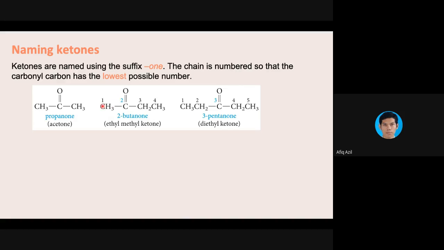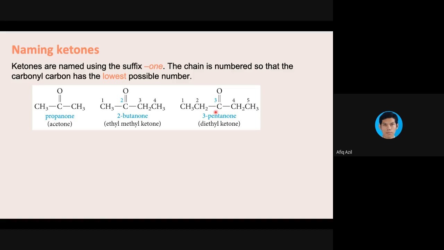Another example, there are 4 carbons, 1, 2, 3, 4. From butane, it will become butanone. But for the numbering, let's say you start from this side, it will be 1, 2, 3, so the C double bond O will be at carbon number 3. But if you start from the left, 1, 2, 3, 4, the number will be carbon number 2, which is lower than if you start from the right. So it can be written as 2-butanone.